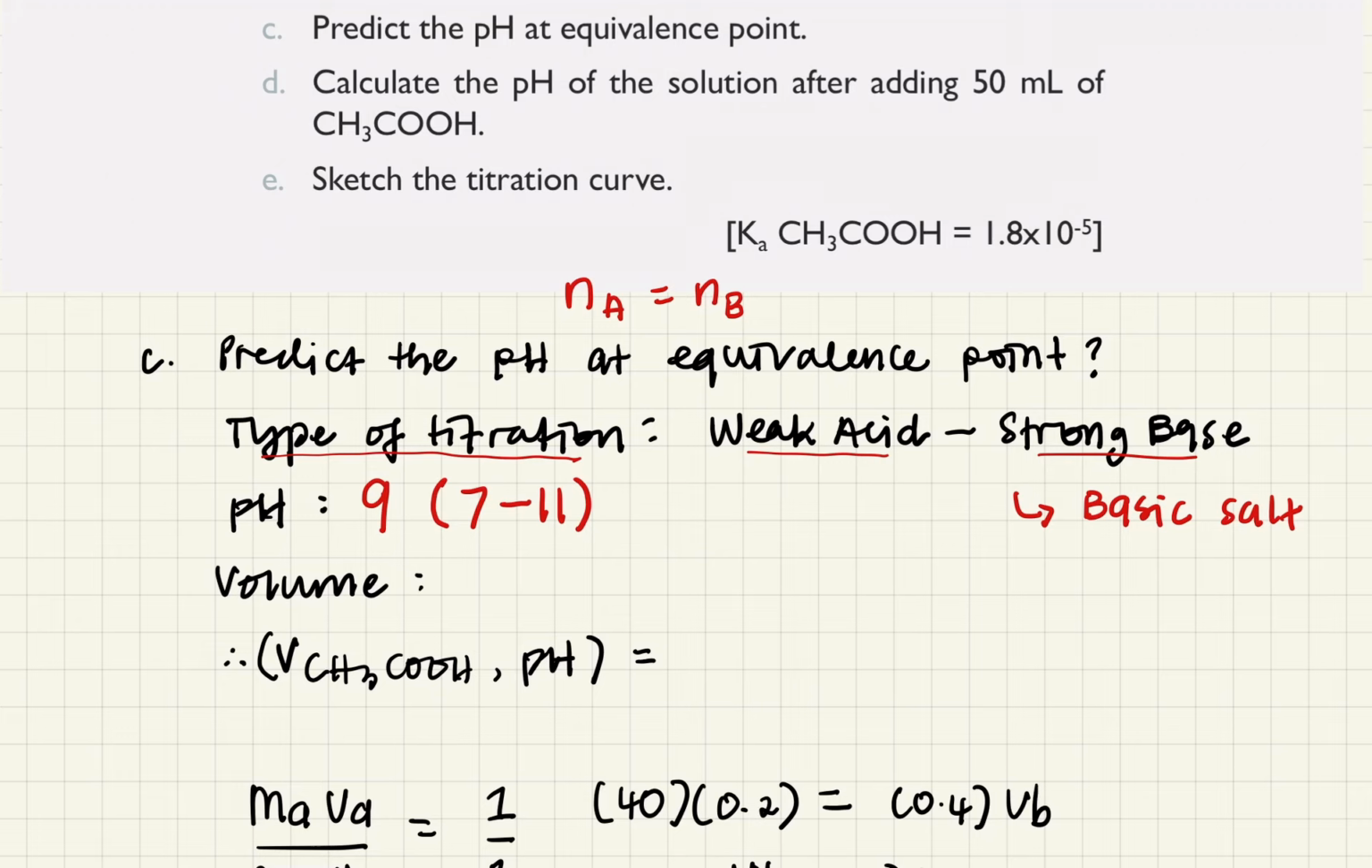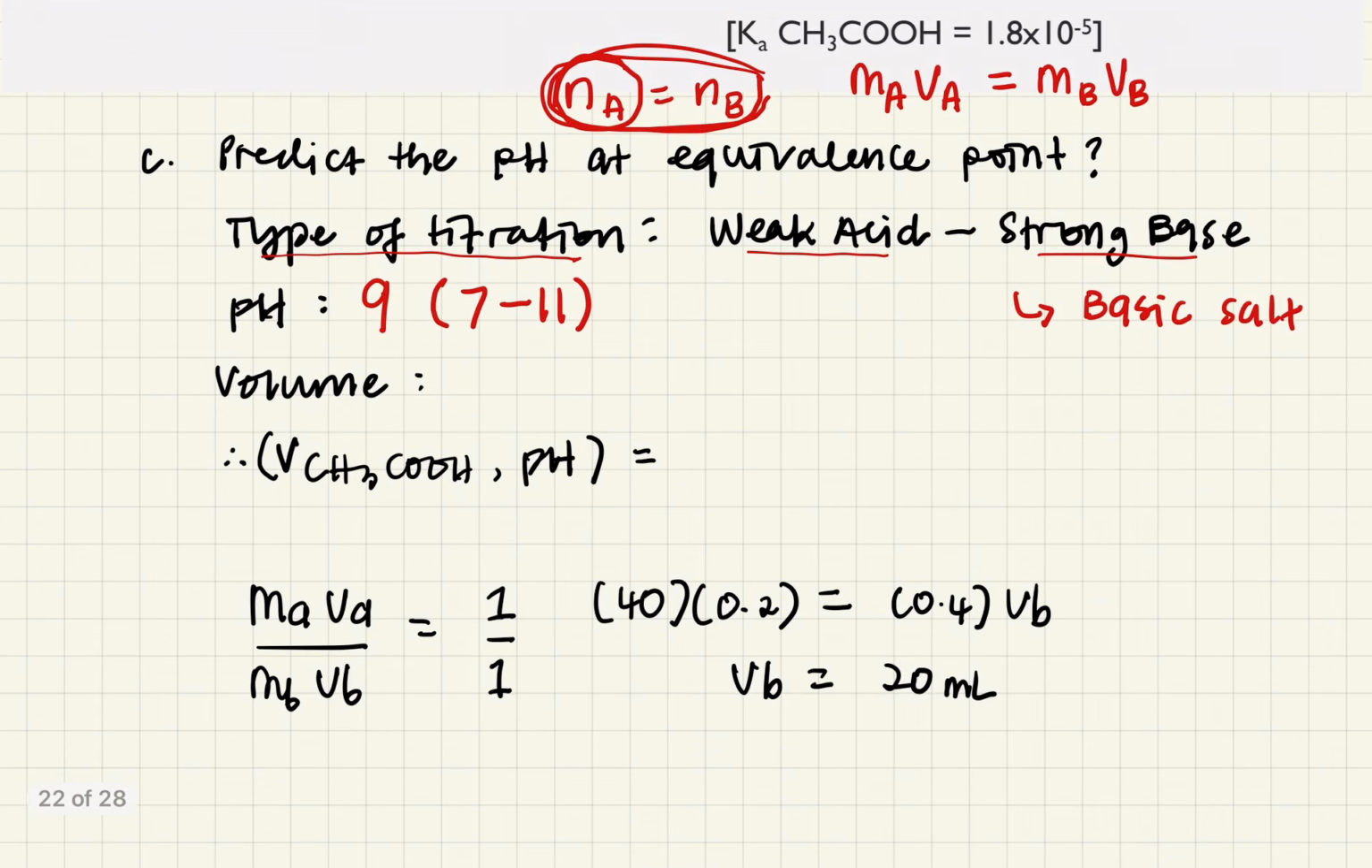So the volume of your acetic acid, how do you find it for an equal number of moles? Since the mole of A must be equal to the mole of B, that means MA VA will be equal to MB VB. So you can just use that formula to find the volume of your acid. I just calculated it directly, and got 20 mL.